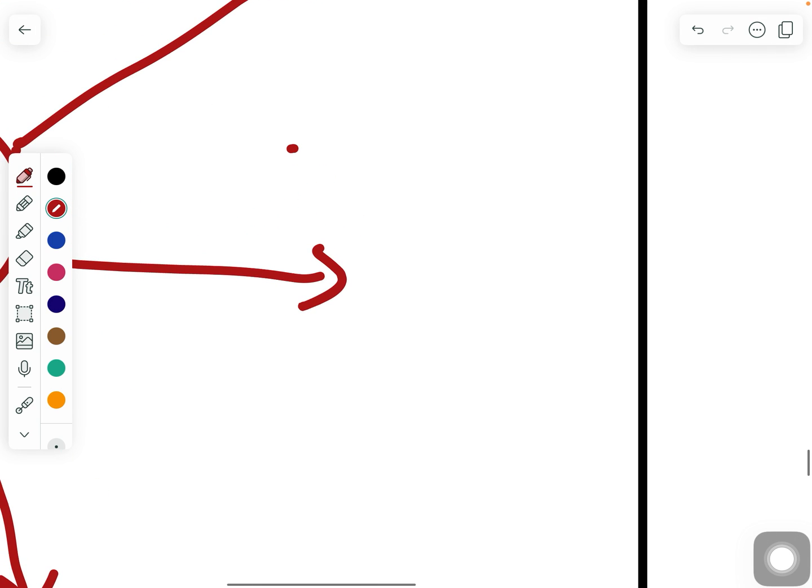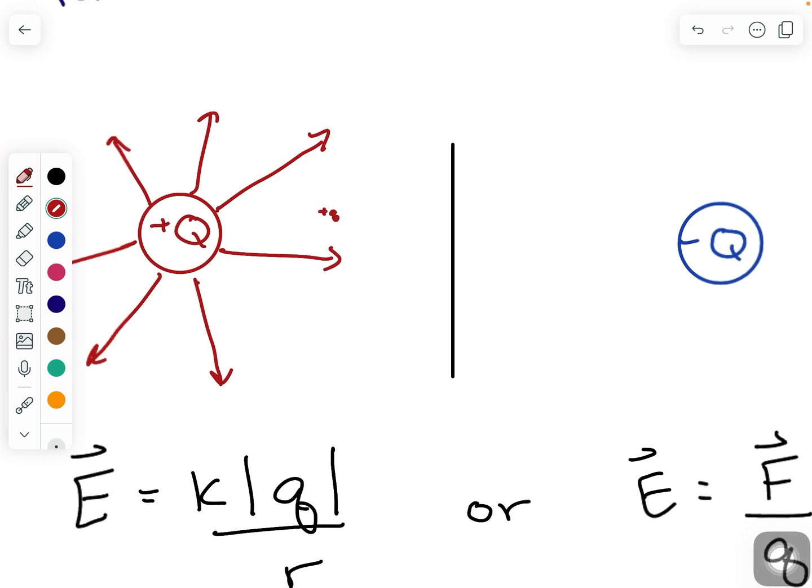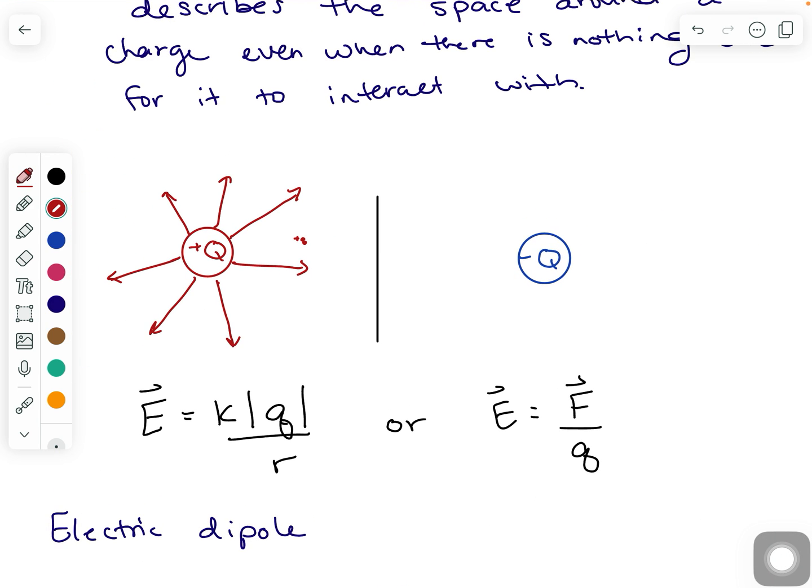A point charge is a tiny piece of positive charge. And we would say, okay, what would this Q do? What way would it force this positive test charge? It would push it away.